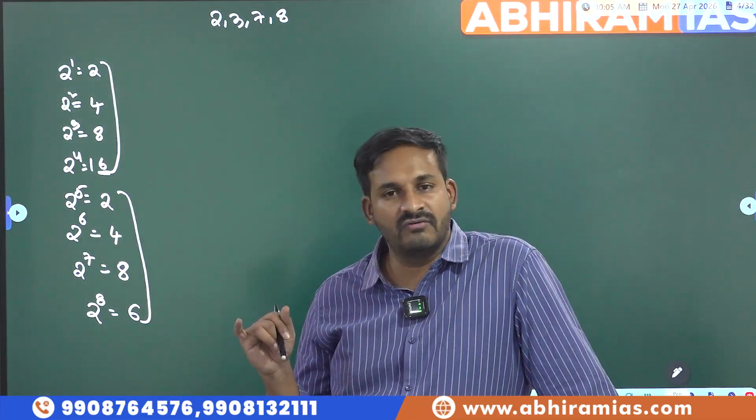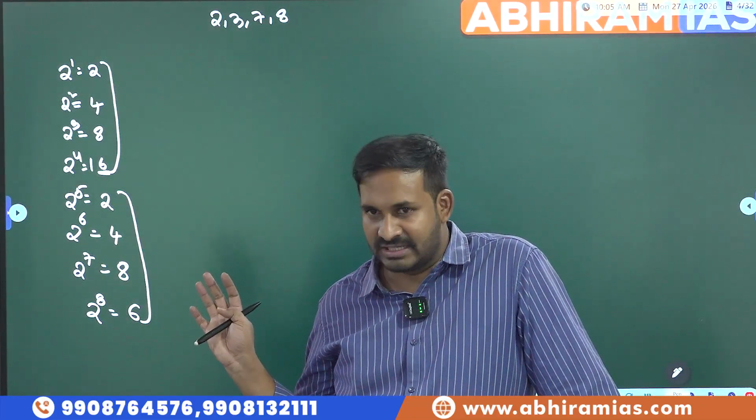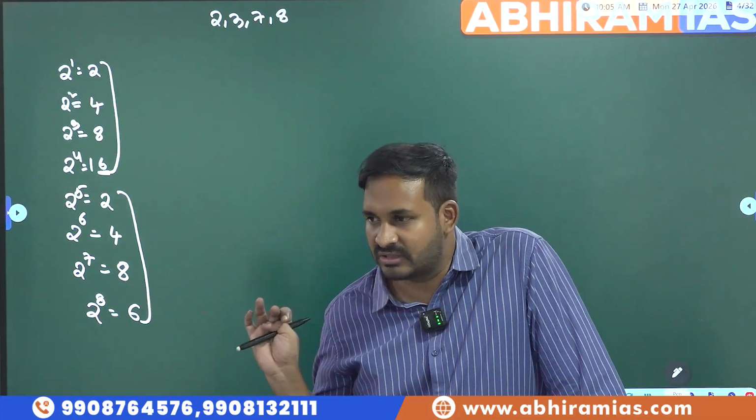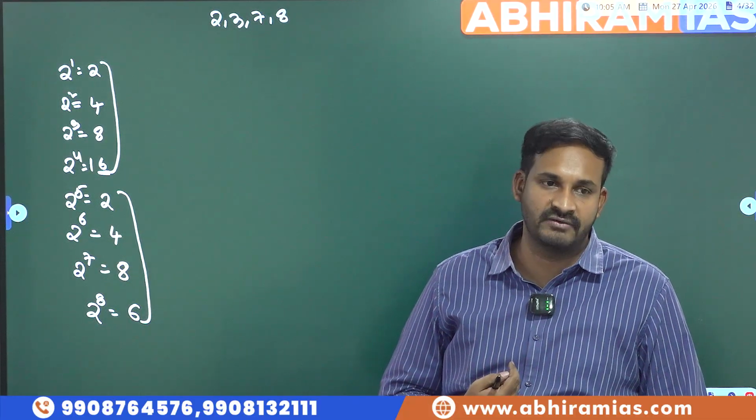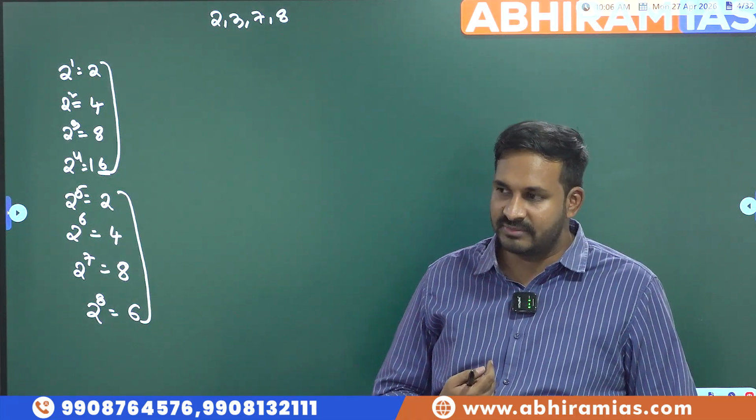Sir, 1, 0, 1, 5 and 6 ki edaina ade kabatti ade rasestam. For 4 and 9 it depends on the even power or odd power. Then how we will choose for 2, 3, 7 and 8 and 9? Write on the same thing, ma.